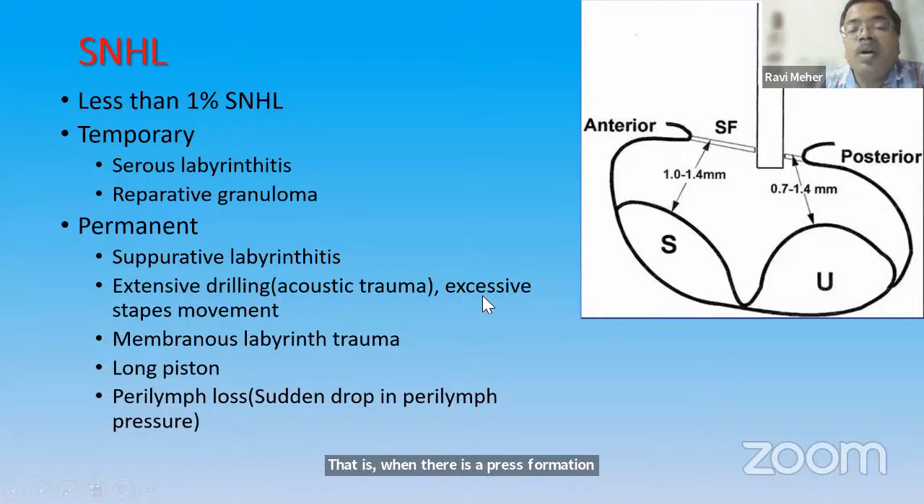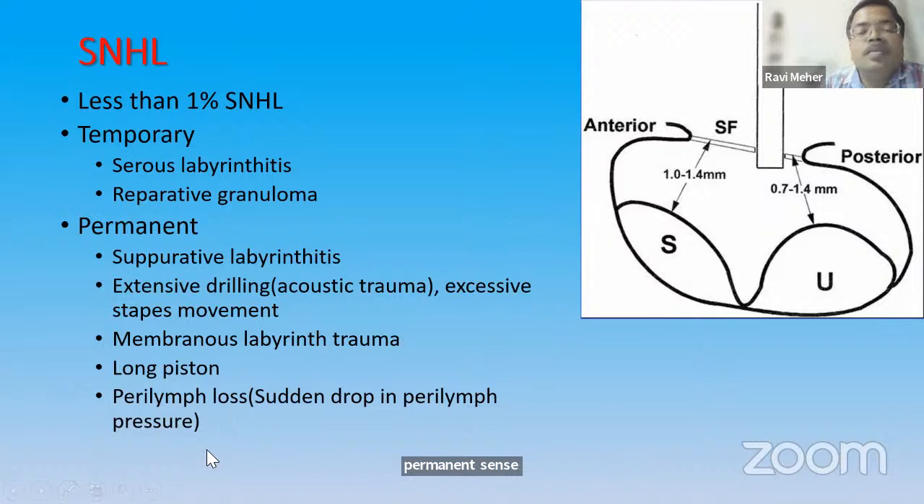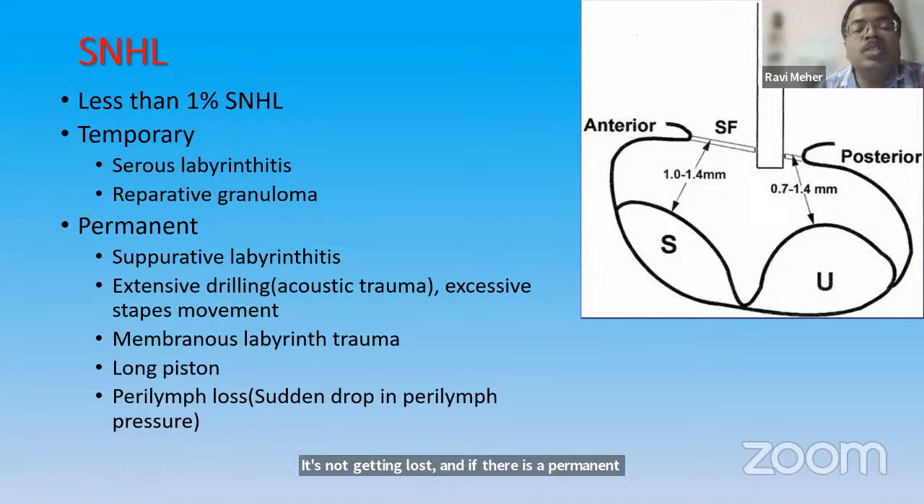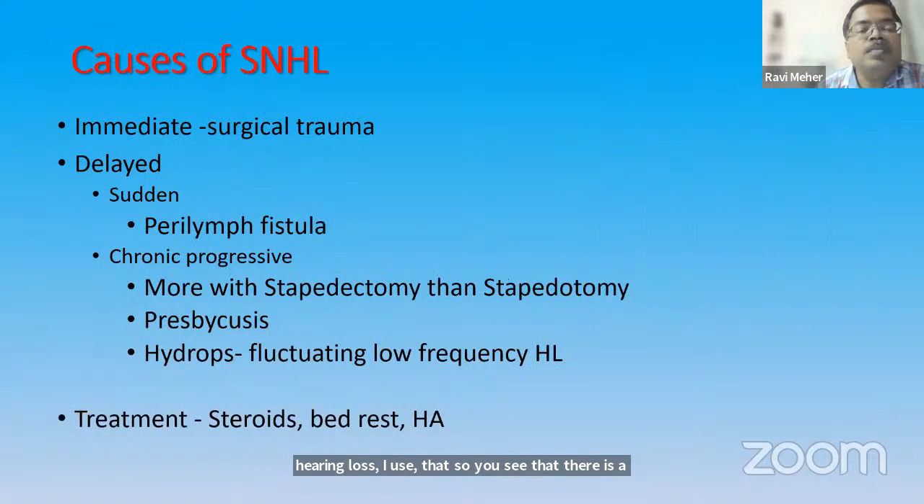suppuration. There can be trauma to the membranous labyrinth because of drilling or excessive stapes movement during the surgery. Trauma to the membranous labyrinth, a very long piston which is actually causing trauma to the membranous labyrinth, and loss of perilymph. So all these things can lead to permanent sensory hearing loss. And if you see that the patient is developing a sensory hearing loss post-operatively, then you should treat it with steroids.